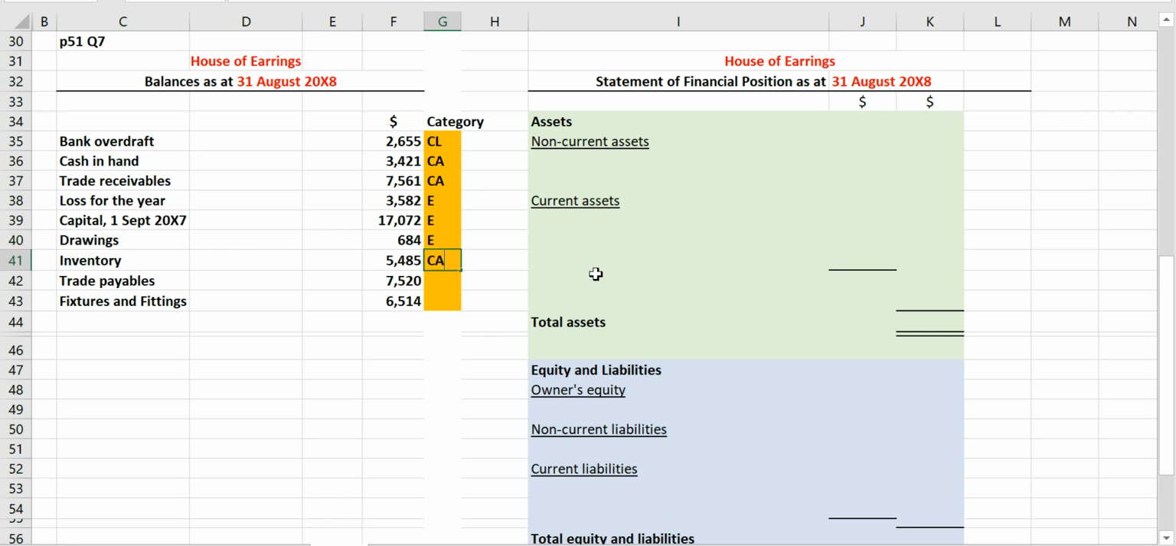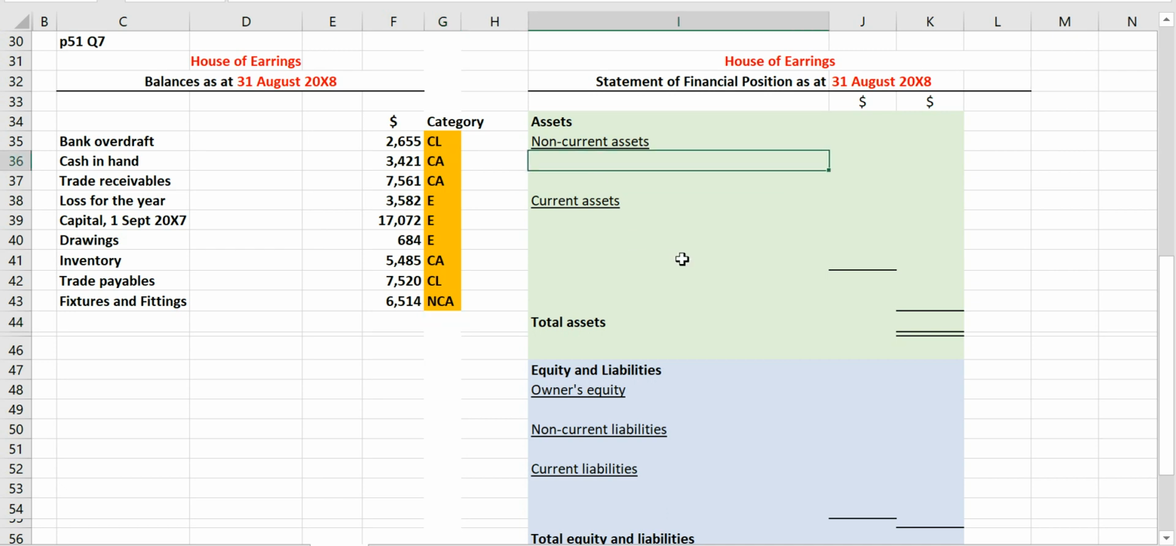Inventory is a current asset. Trade payables is a current liability because it's expected to be repaid within 1 year. Fixtures and fittings is a non-current asset. So here we've got all items categorized according to the 5 different categories. So let's begin to put the correct items into the statement of financial position according to its categories.